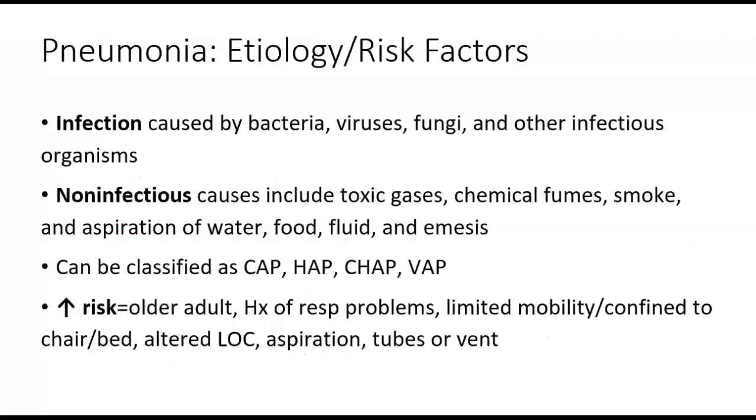Like we've already said, pneumonia can be caused by an infection, whether it's bacterial or viral, fungus, or also non-infectious agents such as toxic gases, chemical fumes, smoke, and importantly, the aspiration of water, food, fluid, or emesis. That's why we're so cautious with our patients who are at risk for aspiration because we don't want them to develop pneumonia. Pneumonia can be classified as community-acquired pneumonia, healthcare-acquired pneumonia, hospital-acquired pneumonia, and ventilator-associated pneumonia. And those terms you should be familiar with. We're going to look at the hospital-acquired one here for a second.